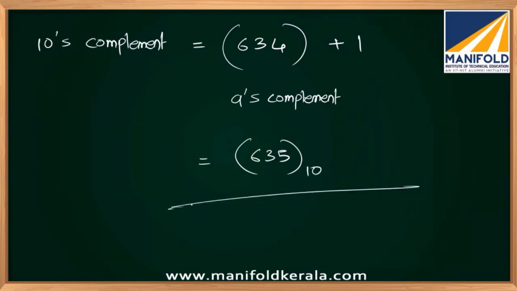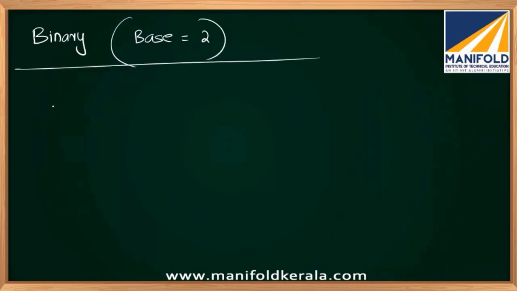Right? So this is the basic idea of the 9's complement and 10's complement, that is, R's complement and R minus 1's complement. Now let us look at what happens in binary. In binary, your base is equal to 2. So what are the complements available in binary? One is 2's complement, and another one is 1's complement.